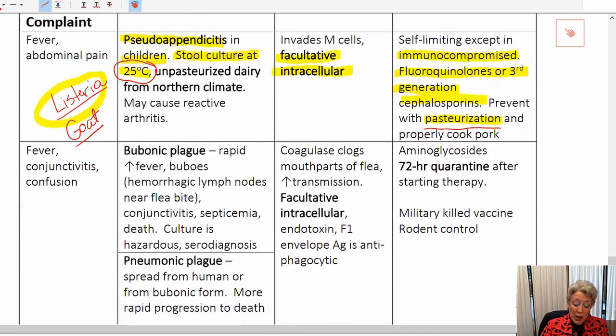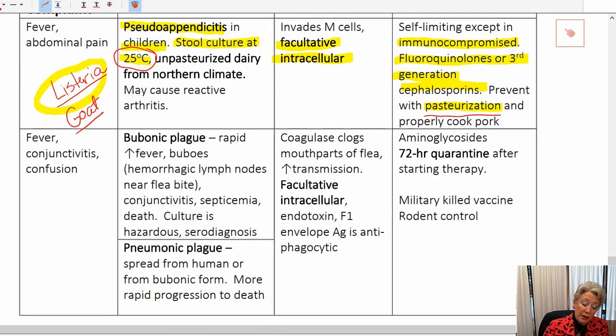All right, now, when we talk about plague, remember, this is going to be an issue of conjunctivitis and fever and confusion from high temperature. The bubonic plague is a rapid increase in fever and the description of buboes, which are lymph nodes, which simply hemorrhage onto the skin near the site where the flea bit. Okay? Now, remember, this one is extremely transmissible.